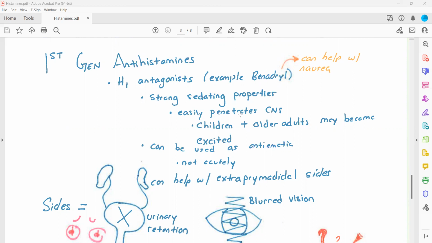This might be considered off-label, but some of these can be used as an antiemetic. So if you've got nausea, vomiting going on, right? Some of these can be used, but you use them with caution. That falls on your nursing judgment, your critical thinking, your knowledge of pharmacology.